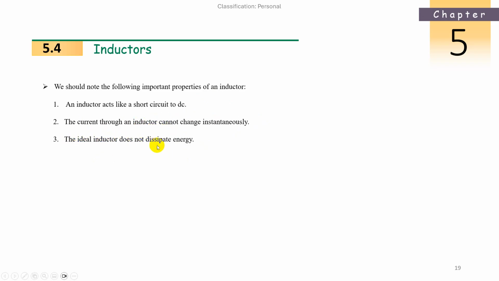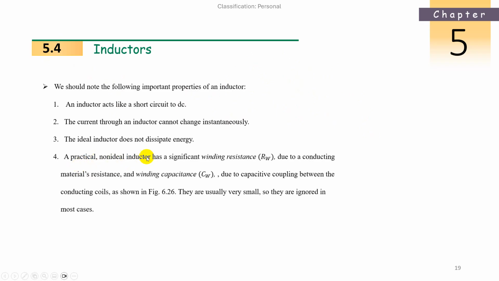The ideal inductor does not dissipate energy, same as a capacitor. Dissipate means waste the energy. An ideal, pure inductor cannot waste energy. Whatever it stores, it will give back. But in the universe we don't have ideality. An inductor has some non-ideality, some leakage; a capacitor also has some leakage. So this is called non-ideal.